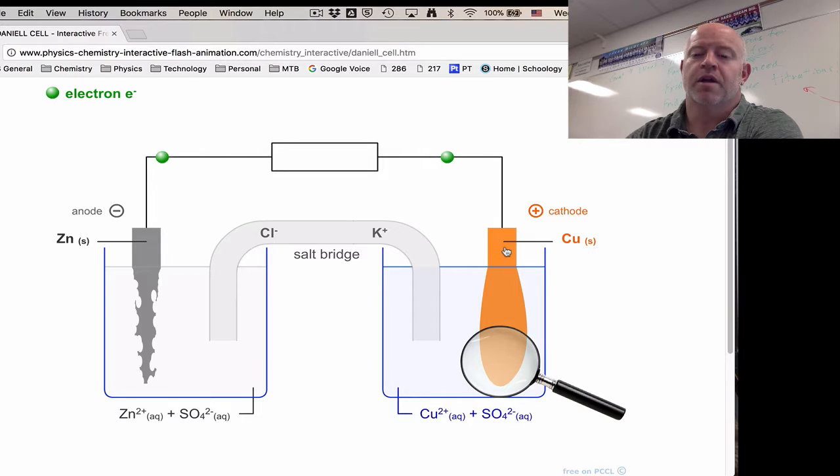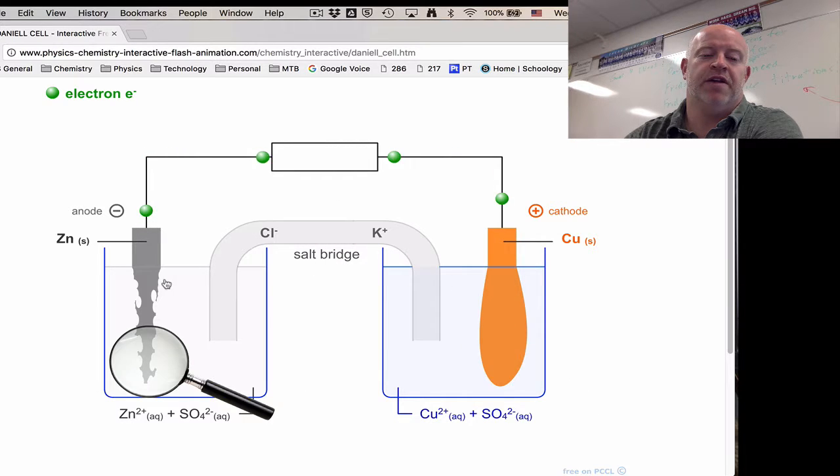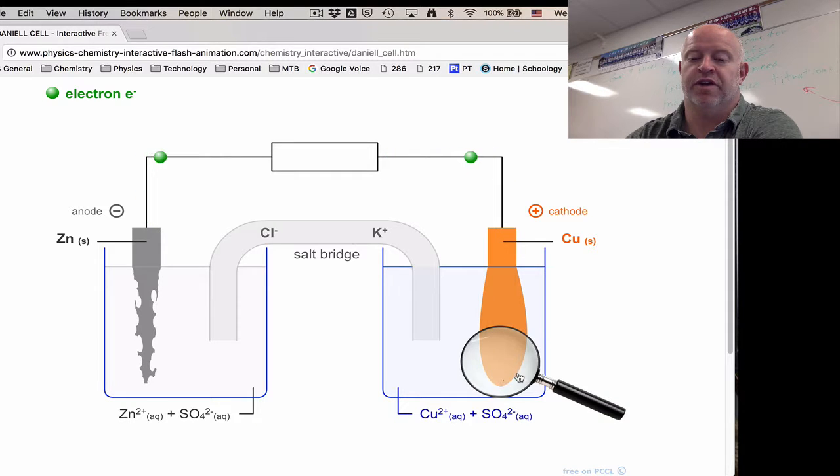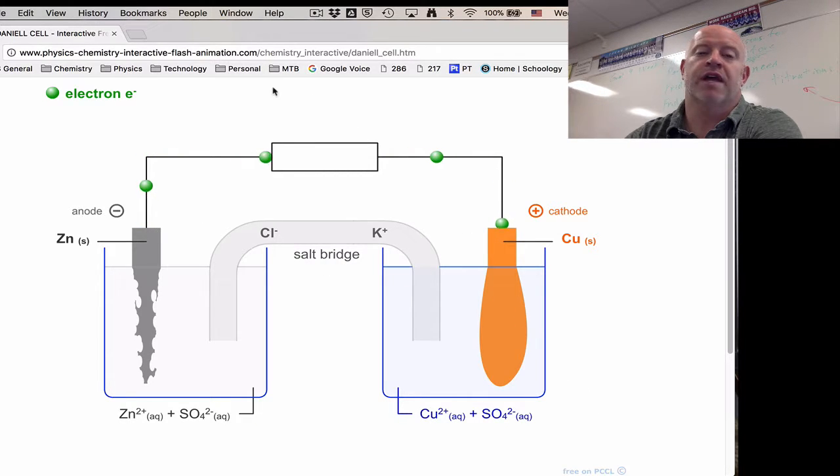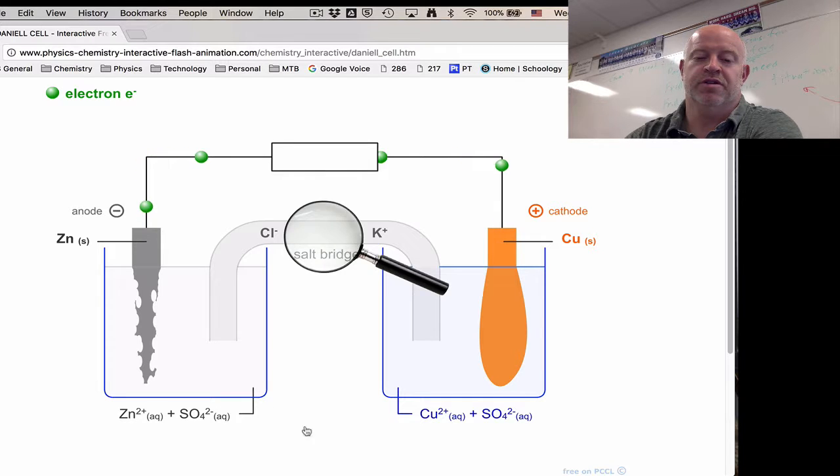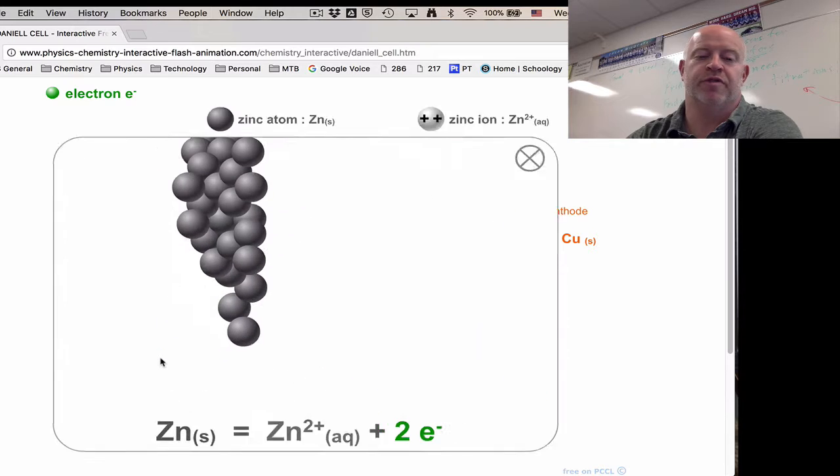Now you'll notice that on the anode, our zinc looks like something has been biting and chewing at it. That's because as the cell runs, we actually lose zinc solid. It goes away, and we gain, if you look over here, copper solid. So let's take a look at what's actually going on closely at our anode. In this case we have zinc 2 plus in solution, and over here we have copper 2 plus in solution on this side. So let's use the zoom in feature here.